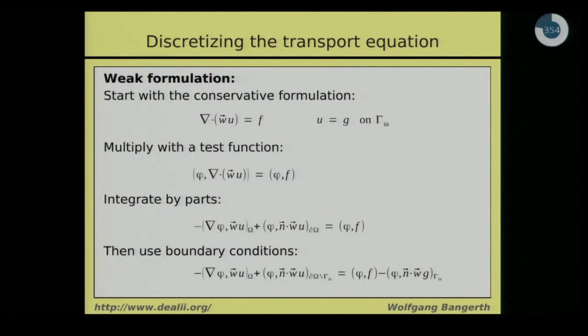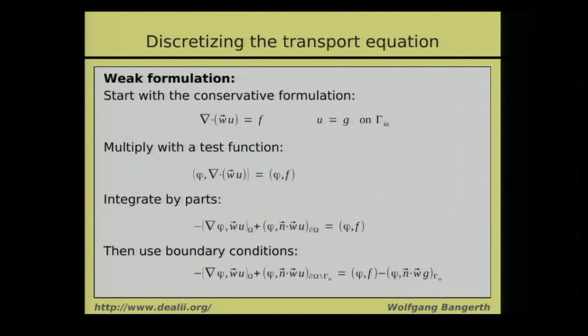Okay, so let's do as we always do. We transform this equation into the weak form. So we start with the conservative formulation, we multiply it with a test function, and then we want to integrate by parts. So we integrate the divergence over here, we get minus the gradient of the test function times w times u, and I get a term that lives on the boundary, phi times n dot w u on the boundary. That's what I get by integrating by parts.